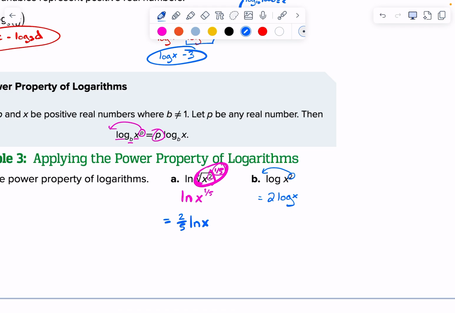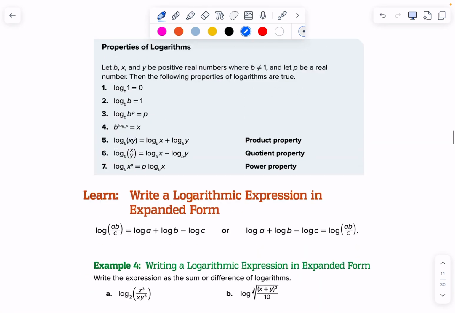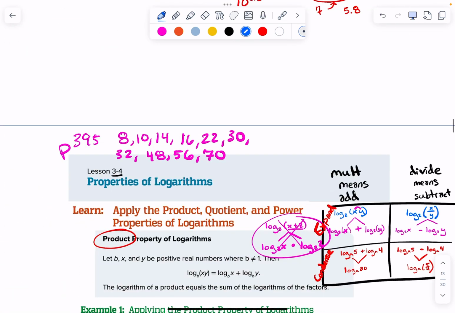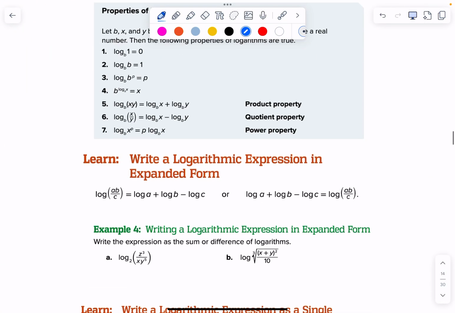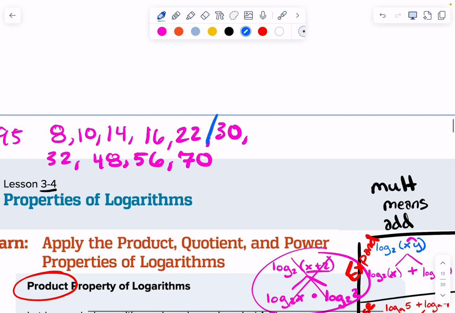All right, you should be able to get through everything up to write a log expression in expanded form. Properties of logs. Write a log expression in expanded form. Up through 24. Oh, hey, right here. Yeah, almost half, exactly half actually. So you can do the first 5. There you go.